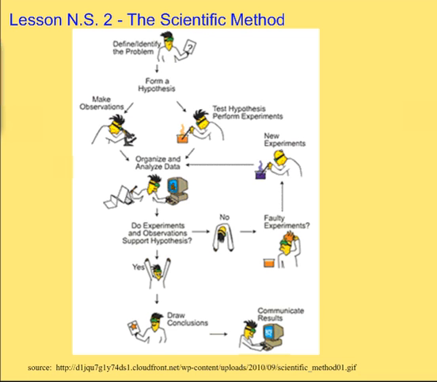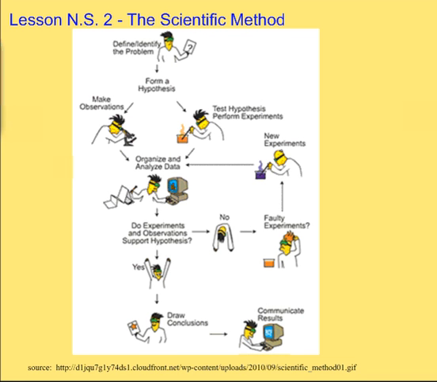Here's a nice flow diagram I found on the internet that helps explain the scientific method. The source is at the bottom. If you look at the top, you see the scientist has identified the problem. From there, you do your research. I would probably put that step in there. Of course, you're going to do research before you decide what you think the answer is. You'll then make observations, perform an experiment, test it, organize and analyze your data.